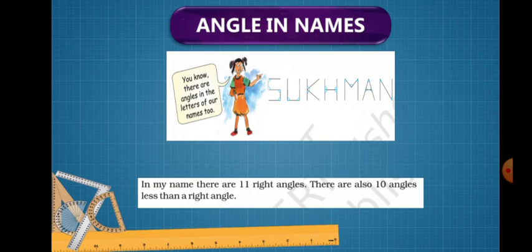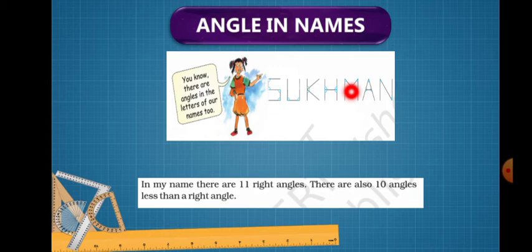Angle in names. Observe the name of Suhman. You know there are angles in the letters of our names too. In this name, there are so many angles. In my name, there are 11 right angles. There are also 10 angles less than a right angle. Let me count. Here 1, 2, 3, 4, 5, 6, 7, 8, 9, 10 and after that 11. Yes, there are 11 right angles.